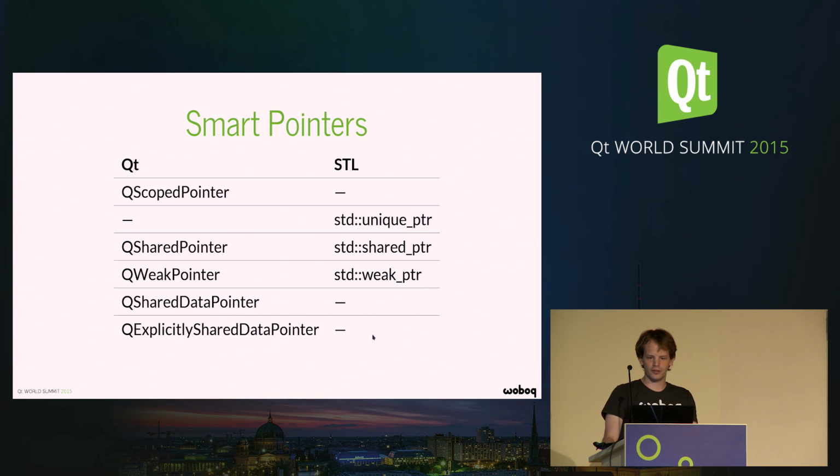Okay, smart pointers. So QSharedPointer and QWeakPointer are really equivalent to std::shared_ptr and std::weak_ptr. Qt also provides QSharedDataPointer and QExplicitlySharedDataPointer. They help to make implicit sharing. And then we have QScopedPointer and std::unique_ptr that are slightly different.